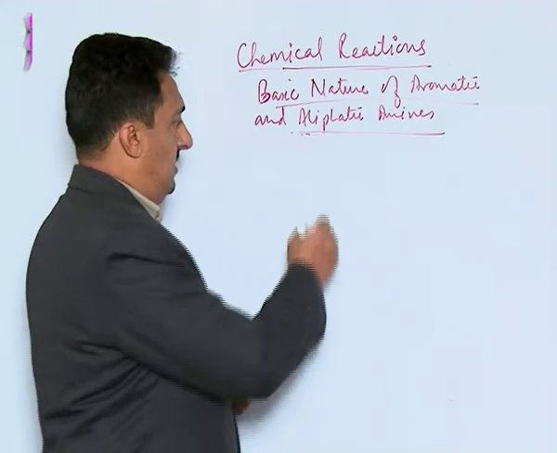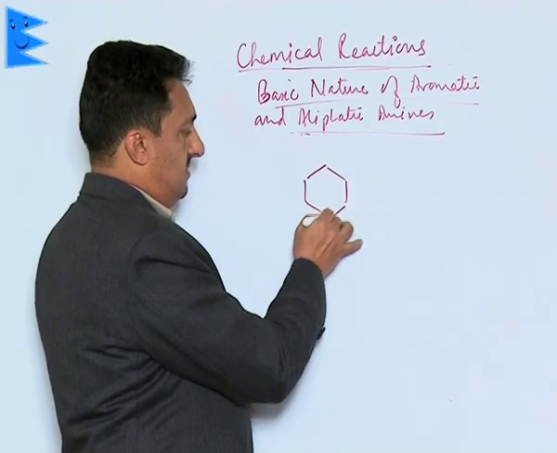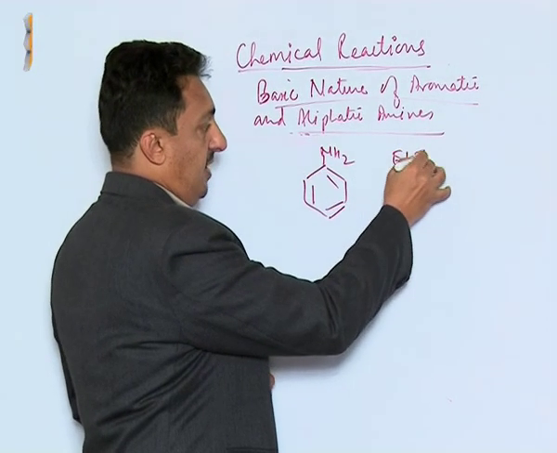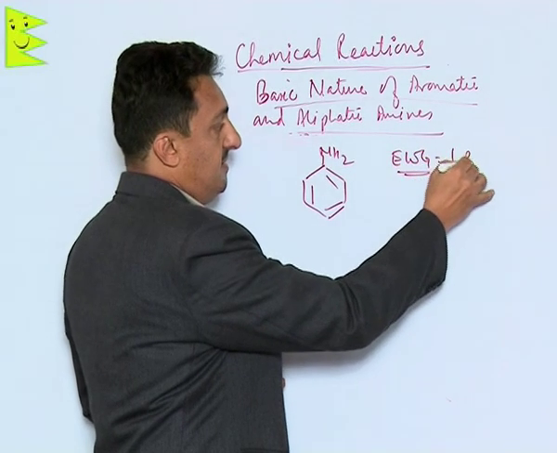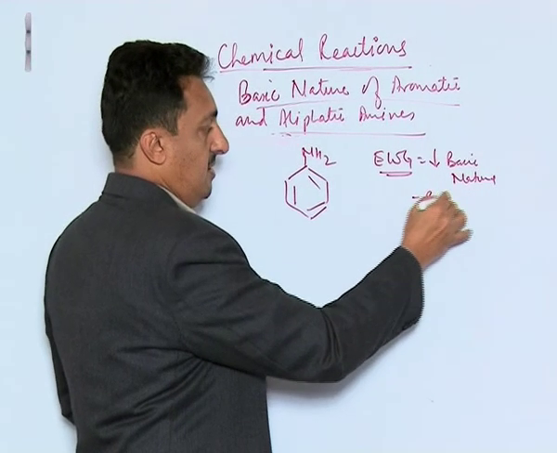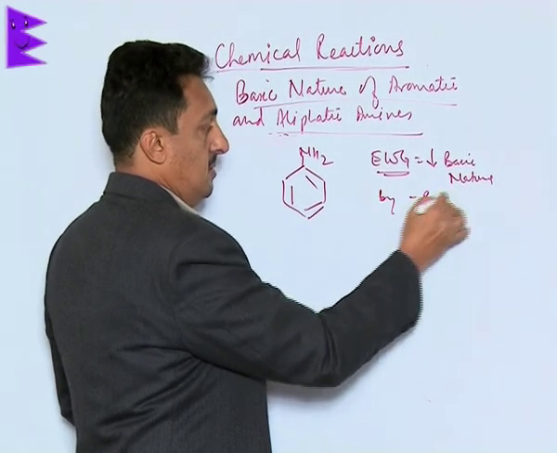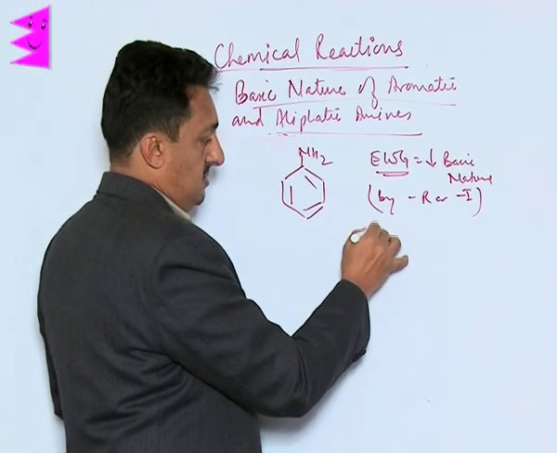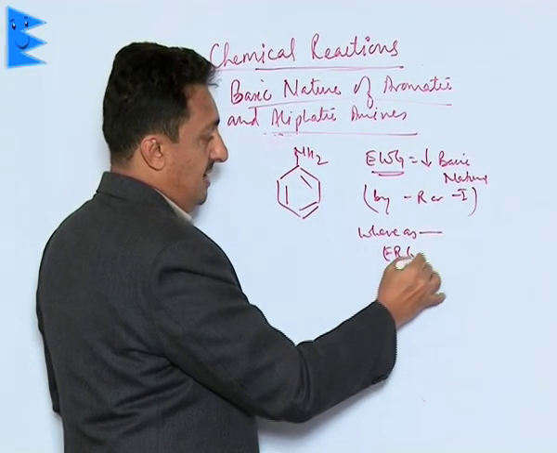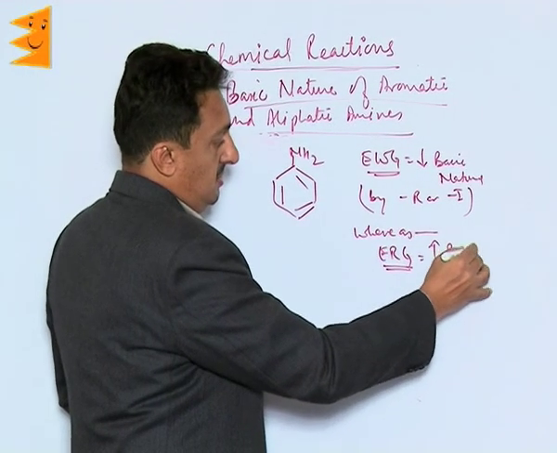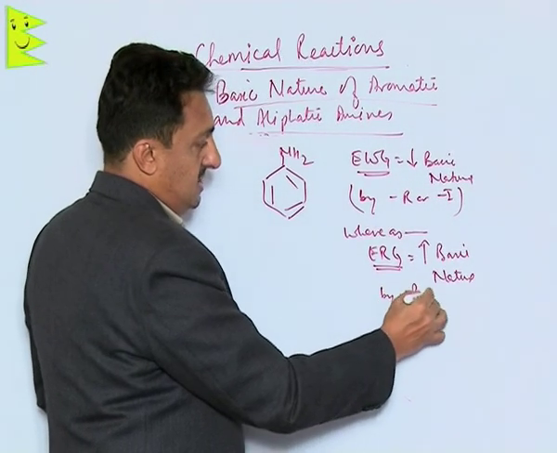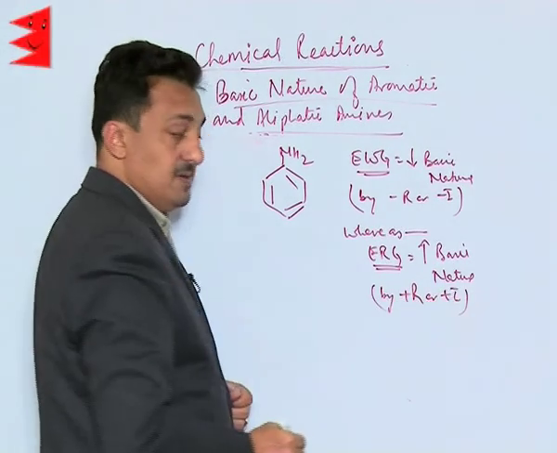Also remember, in case of aromatic amines, electron withdrawing groups decrease basic nature by their minus R or minus I effect, whereas electron releasing groups increase basic nature by plus R or plus I effect.